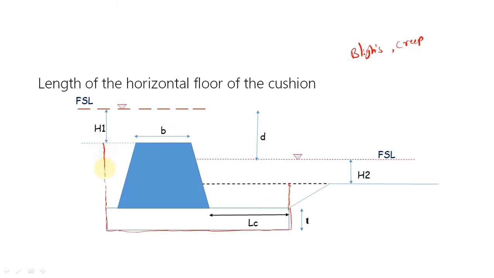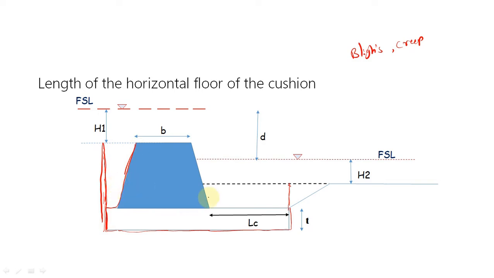Whatever line I have drawn now is the water path. Actually it will be like this. The water particle will move along the impermeable strata, but for simplicity I am taking this line, so that our design will be safe. Here the length is more, there the length is lesser, so the design will be on the safe side. That's why I have taken a vertical path instead of an inclined path.